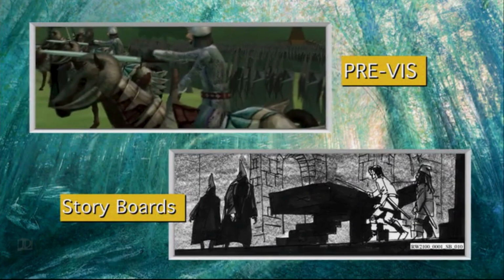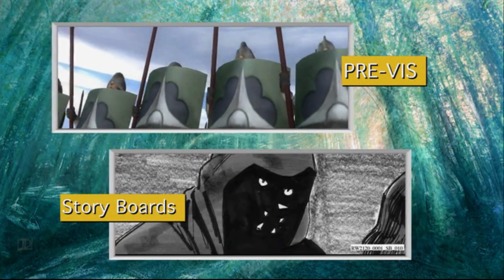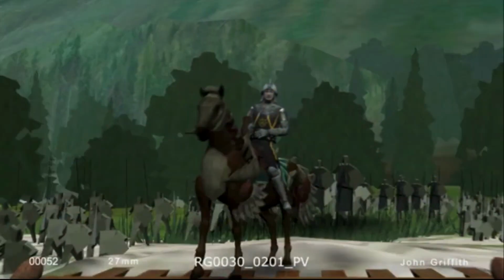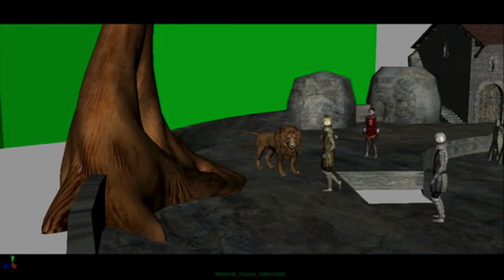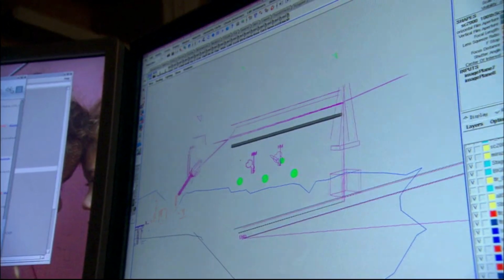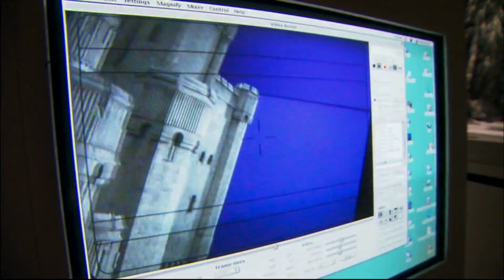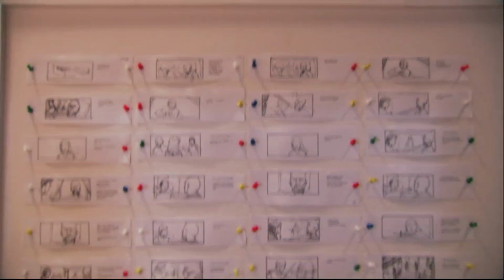Previs is, I guess, somewhat of an evolved version of storyboards now. The thing that you can get with Previs that you can't get with storyboards is timing. And there's also an accuracy to the geometry that down the road becomes technical data that can drive camera systems. It's a closer representation of the final product than storyboards. The storyboards are still part of the process, absolutely.